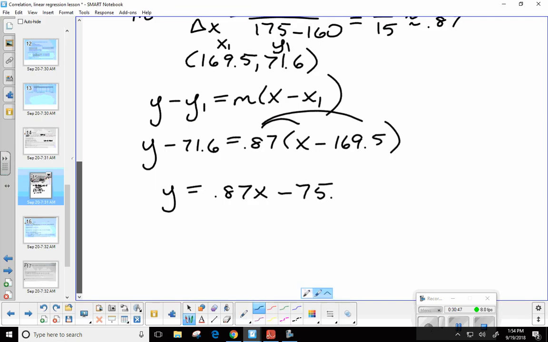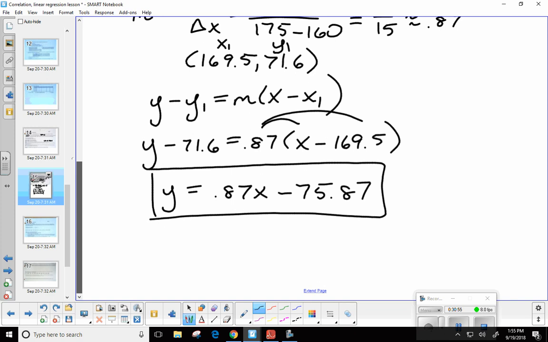Minus 75.87. Since we have this one rounded to the hundreds, I'll go ahead and round that one to the hundreds as well. So this is what we came up with that's going to help me predict other weights or heights as I'm given them. Now, doing it by hand is great.